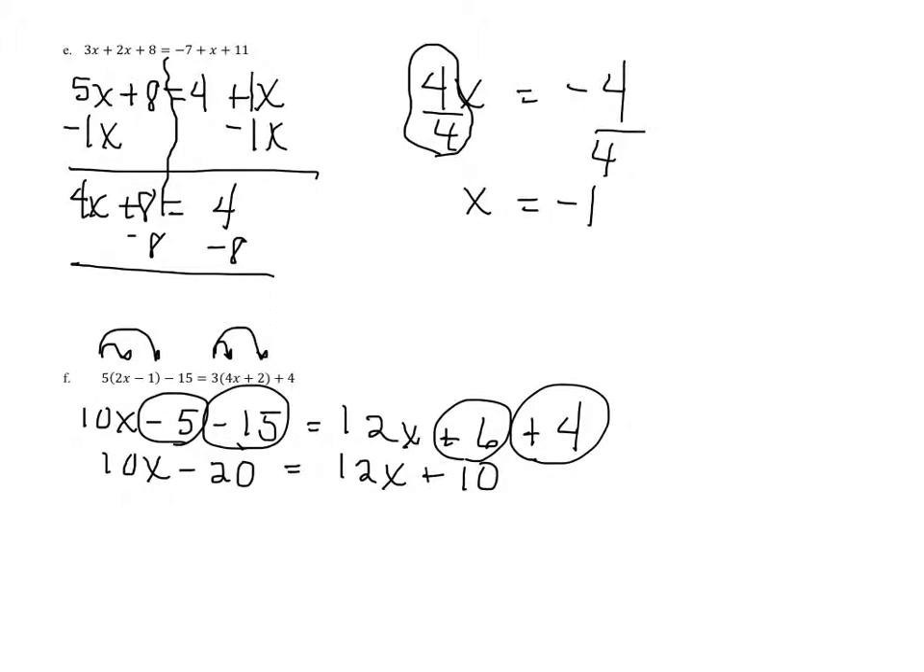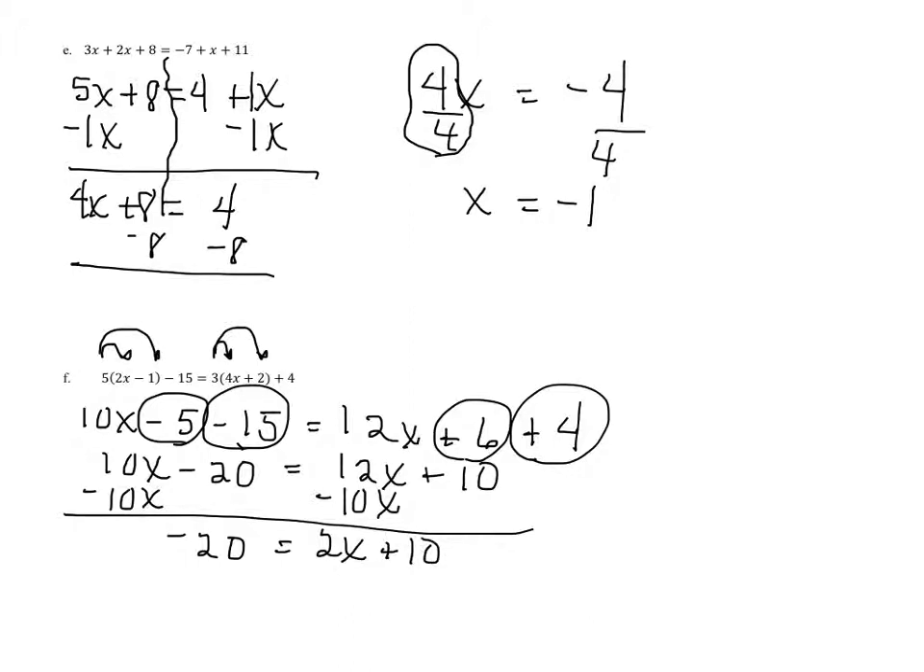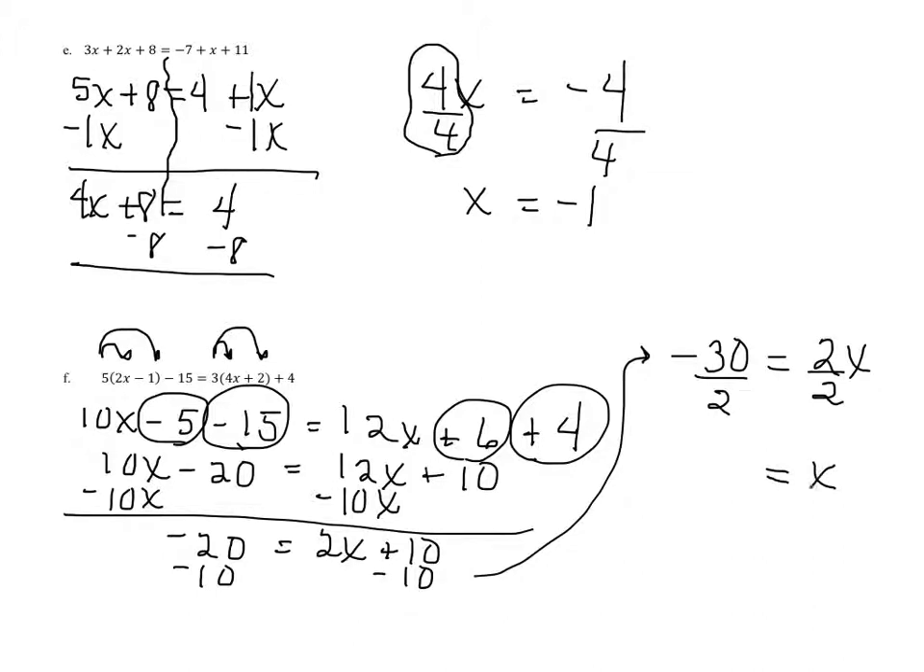Now I'm going to move the x's. I'm going to subtract 10x from both sides. So I'm going to say negative 20 is equal to 2x plus 10. Now I'm going to subtract 10 from both sides. Going to bring them over. Take away 10. And now I'm going to move that result up here. So I get a negative 30 is equal to 2x. Divide by 2 to get a 1 in front of the x. So x is equal to negative 15. And I hate writing it like that, so I get x is equal to negative 15.